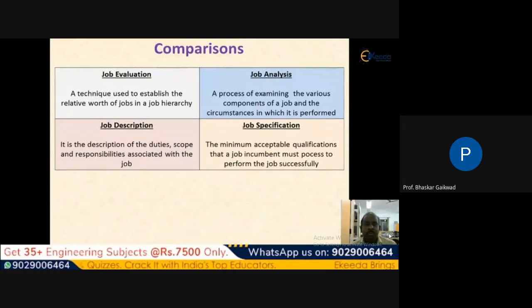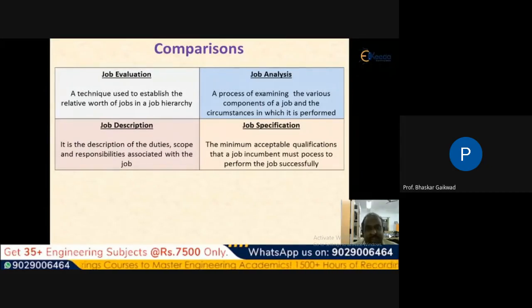There are a few words that go with the word job: job evaluation, job analysis, job description, and job specification. So let us see broadly what each one says.